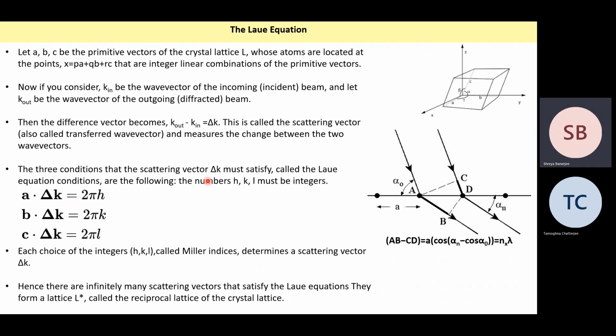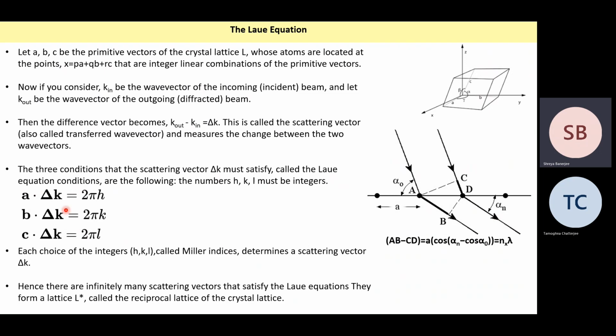So there are certain conditions that this scattering vector delta k must satisfy, and these are known as the Laue conditions. So these conditions are basically, if you do a dot product between the unit cell dimensions, a, b, and c, and the delta k, which is the scattering vector, that should give you a constant, which is 2 pi into h, k, and l, where h, k, and l are the Miller indices.